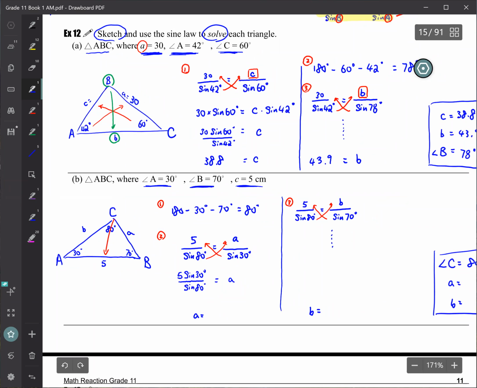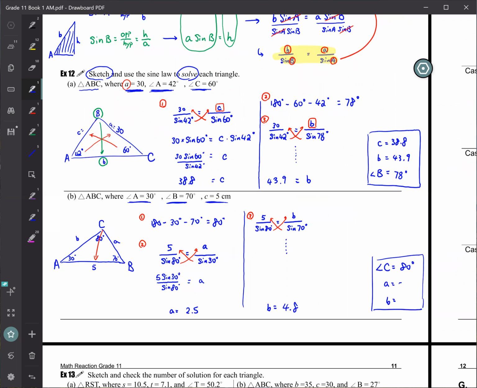Okay, so Aaron, what do you have for side A? 2.5. 2.5, okay, very good. And Colin, how about you? Side B? 4.8. 4.8, okay. Anyone have a question about these two answers? Those are correct.